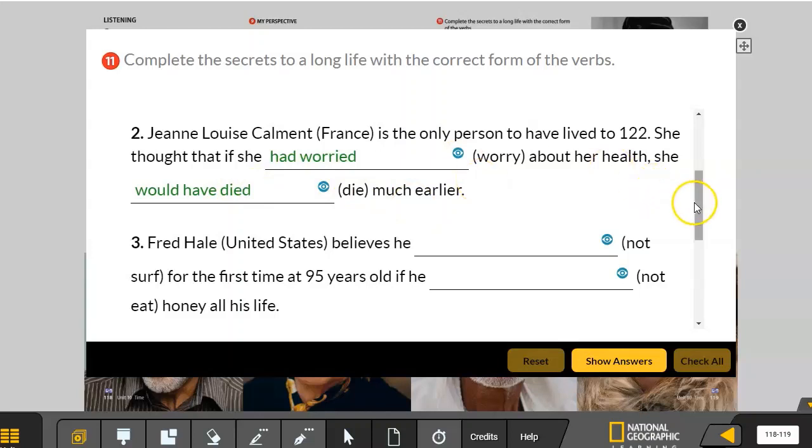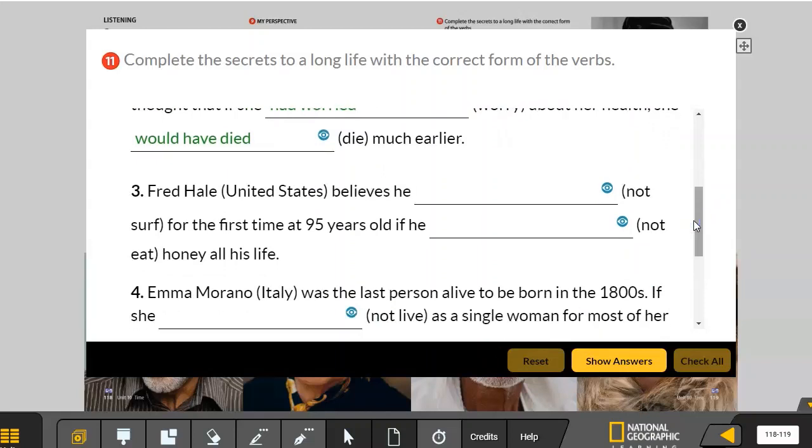Okay, now number 3. Fred Hale, United States, believes he would not have survived for the first time at 95 years old if he had not eaten honey all his life. Remember, we're talking about a piece of advice that elderly people give us, guys. In this case, we have to use past perfect: if he hadn't eaten honey all his life. Honey is good, guys, it seems.